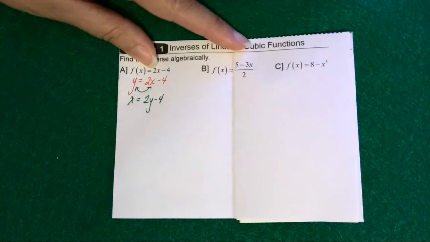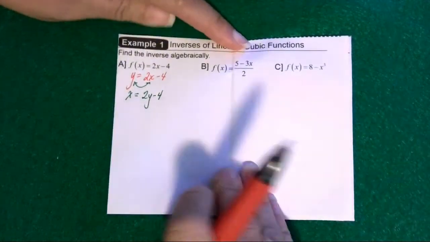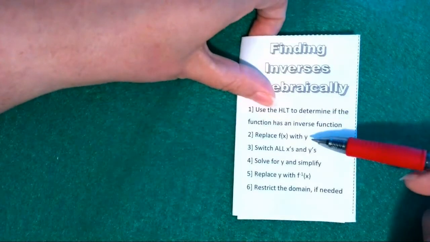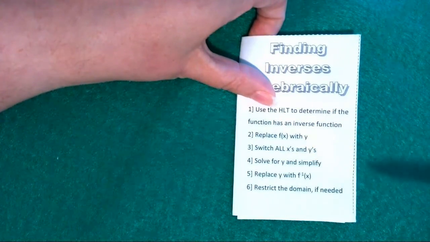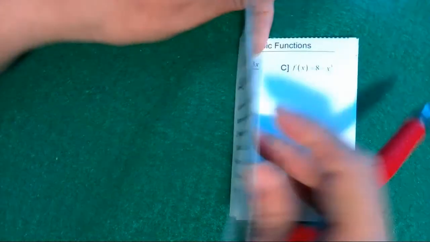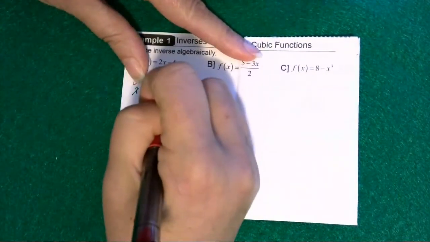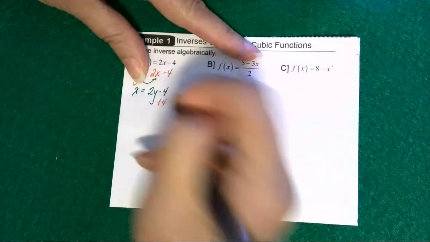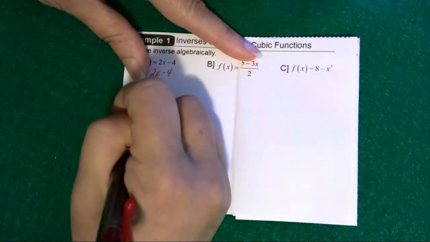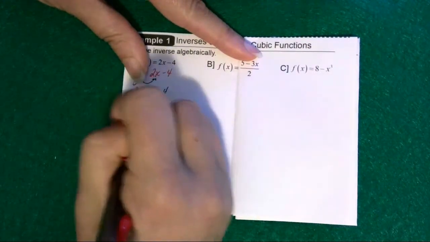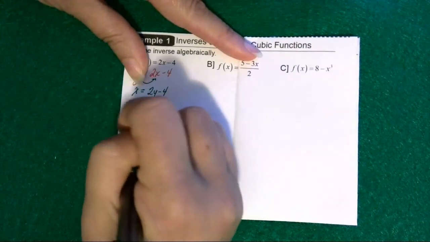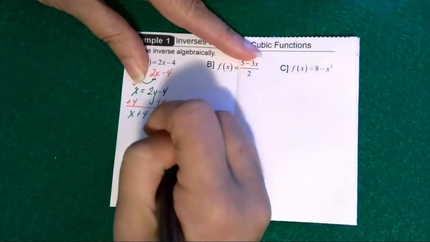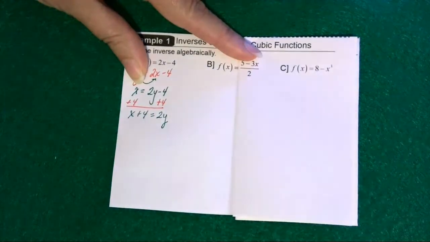Okay, now our next step, we did replace f of x with y. We switched the x and the y's. Now we're going to solve for y and simplify in step number 4. So to get this y by itself, I'm going to go ahead and add 4 to each side of this equation. And then I'll have x plus 4 is equal to 2y.